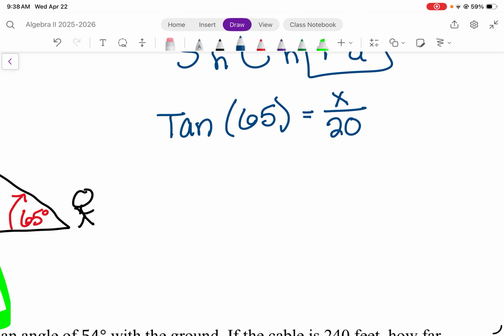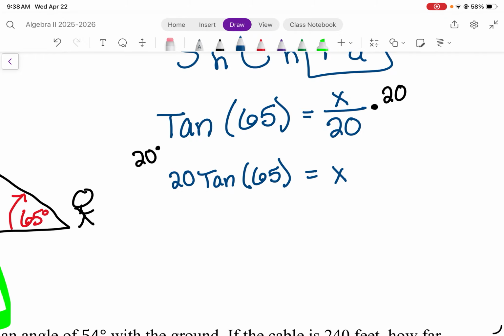Once I have the equation, then we're going to solve. So our goal is to get x by itself. Right now we have x divided by 20, so I'm going to multiply both sides by 20. When you do that, you are going to put that number in front of any of your trig functions that you have. So it's going to be 20 tangent of 65 equals x. Then you can type it into your calculator.